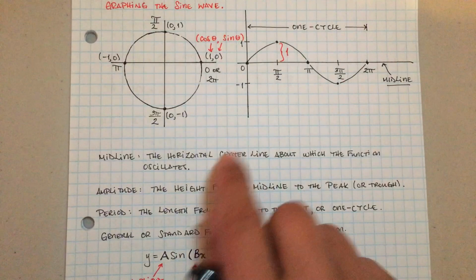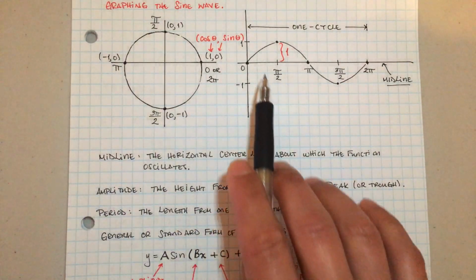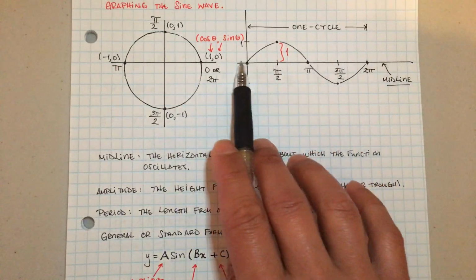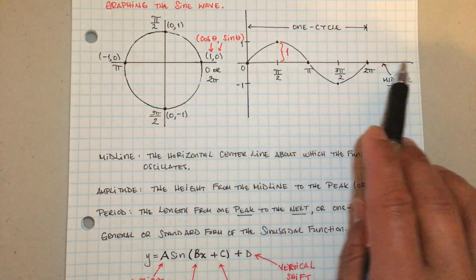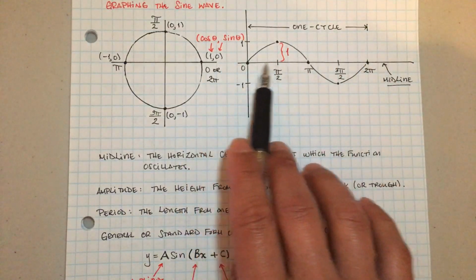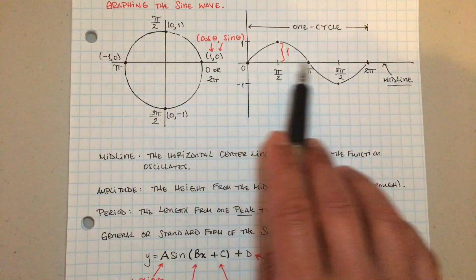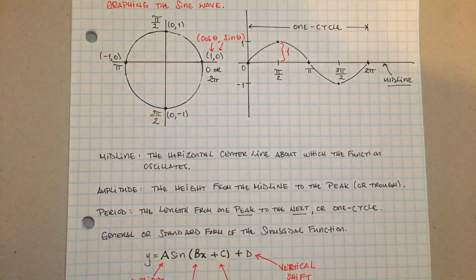The first thing is the midline. The midline is this horizontal line, okay, that kind of cuts the function. But it oscillates, it goes up and down around this midline, and that's what the midline means. And that's important when we start talking about graphing it.